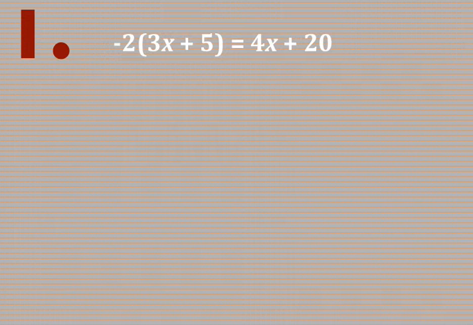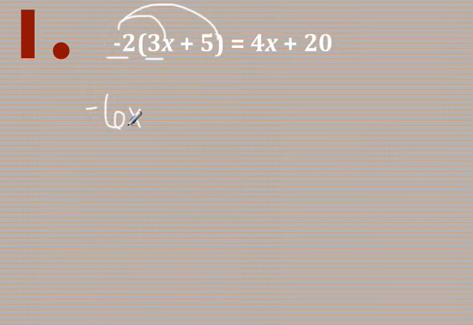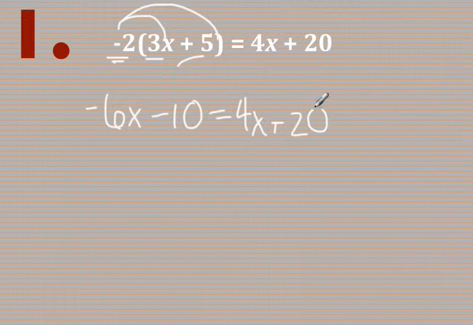So let's go ahead and just do a brief review of those solving equation problems. So we're going to take this negative 2 and we're going to distribute it in. So negative 2 times 3x is going to give us a negative 6x. Negative 2 times 5 is a negative 10, and that's equal to 4x plus 20. So now what I need to do is I need to get my x's to the same side. So I'm going to go ahead and subtract 4x from both sides.